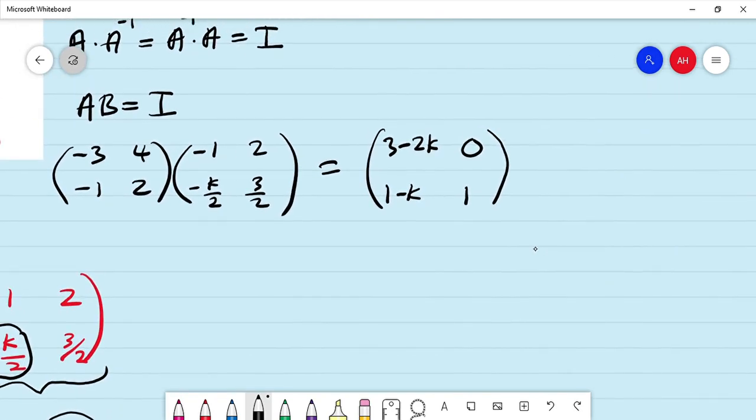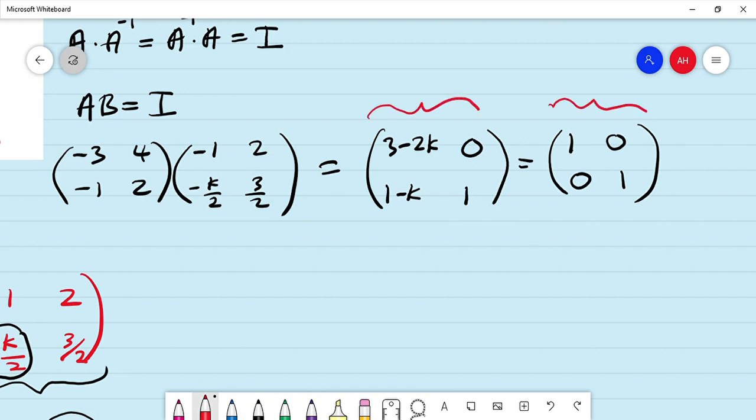Now, since A and B are inverse to each other, this matrix is supposed to be equal to, as I mentioned previously, the identity matrix, that is 1 0 0 1. Now, if we compare these two matrices together, that is this matrix with the identity matrix, we can compare correspondingly. Meaning to say, we can compare this number with that number, and also this number with that number.